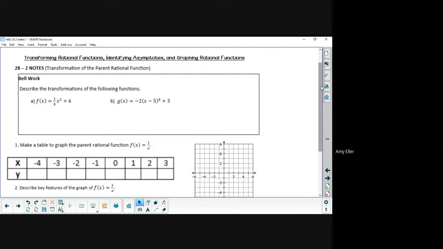So the bell work, we'll do it together. Describe, notice it doesn't say graph. Describe, this is in your notes packet, the transformation of the following functions. Wyatt, can you describe, we know the parent function is x squared, this nice little parabola. Wyatt, can you explain what's going to happen to that parabola? Vertical shrink by a factor of 1/3. Good. And up 6. Good. We could definitely take the time to graph it, but I don't think we need that practice today. Vertical shrink by a factor of 1/3 and up 6.